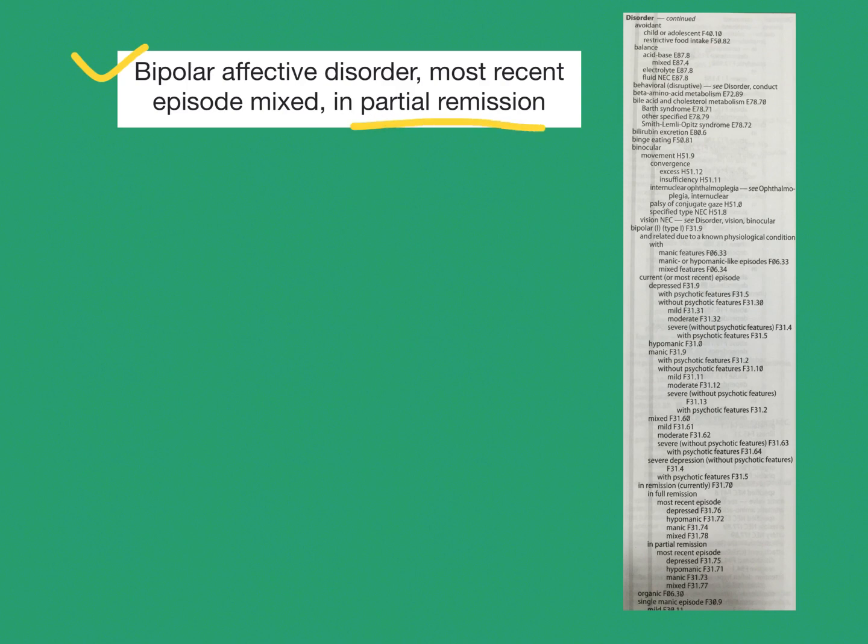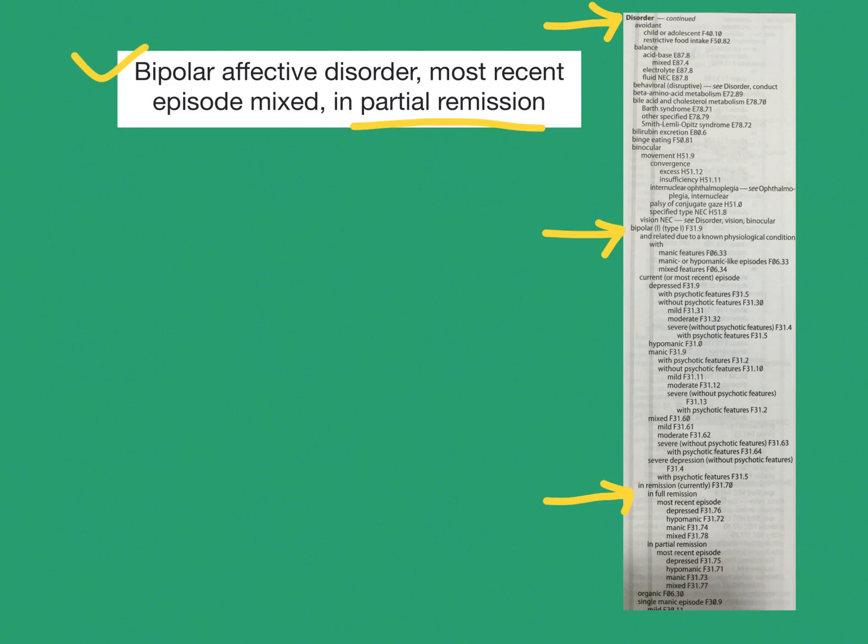So let's begin in the alphabetic index in our CM codebook with the main term of disorder. Then we will find the subterm of bipolar. And then actually the subterms do a really good job of pulling everything else in from this particular diagnosis. So under bipolar, we're going to find another subterm for in remission.